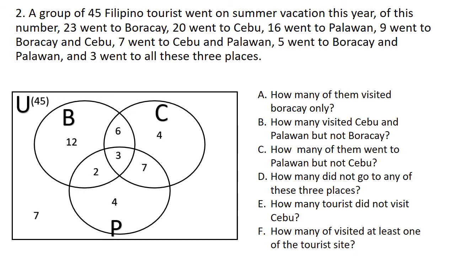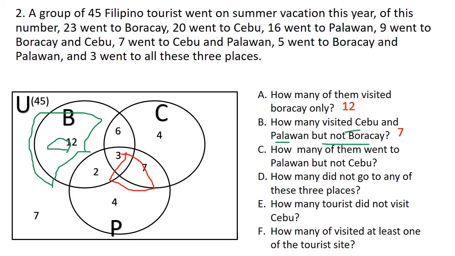Number 1, how many of them visited Boracay only? So this is the area where we can see the number of tourists who visited Boracay only. So there are 12. Next, how many visited Cebu and Palawan but not Boracay? So visited Cebu and Palawan but not Boracay. So this is the area that we are looking for, and that is 7.